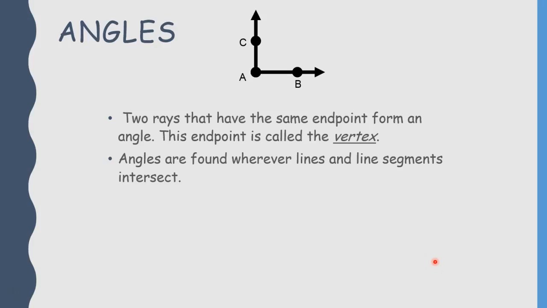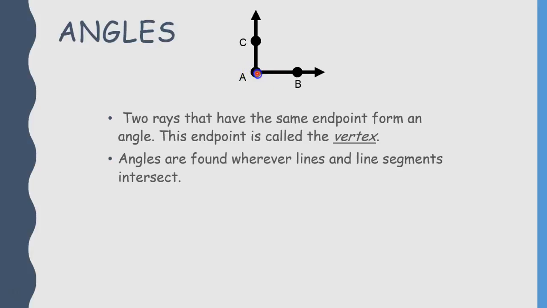Okay, so now is when it gets good, because as you are noticing in geometry, everything builds on itself. So what we're doing, we started with points, then we started with lines, now we're zooming into rays, and when you put two rays together, it makes an angle, which is really, hello, the beginning of geometrical shapes. So it's pretty neat how it all fits together. So two rays that have the same endpoint form an angle, and this endpoint is called the vertex.